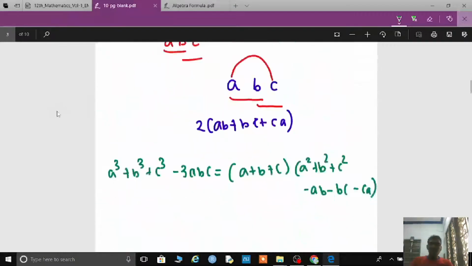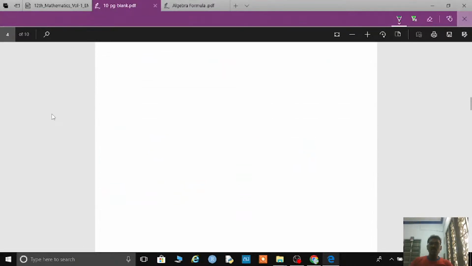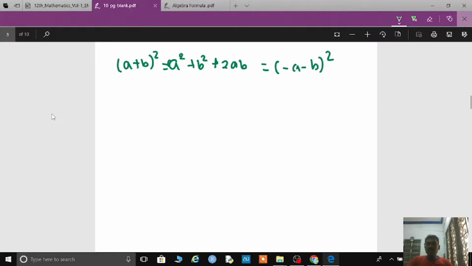For these clarifications, doubts and queries, we can consider the following numbers. For example, a plus b the whole square, which is equal to a square plus b square plus 2ab, as given. Let's consider that it is also equal to minus a minus b the whole square. I have considered two numbers: a is equal to 5 and b is equal to 3. We can check whether they are equal or not.